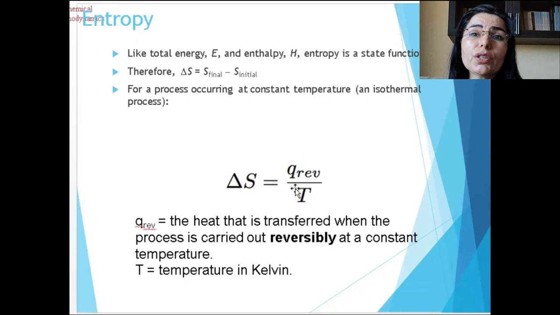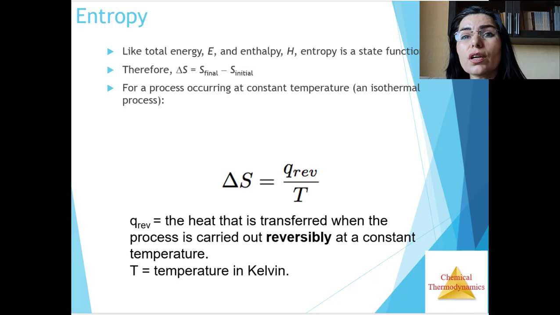Entropy, like total energy E and enthalpy H, is a state function, therefore delta S is equal to S final minus S initial. For a process occurring at constant temperature, an isothermal process, delta S is equal to Q rev divided by T. Q rev is the heat that is transferred when the process is carried out reversibly at a constant temperature, and T is temperature in Kelvin.